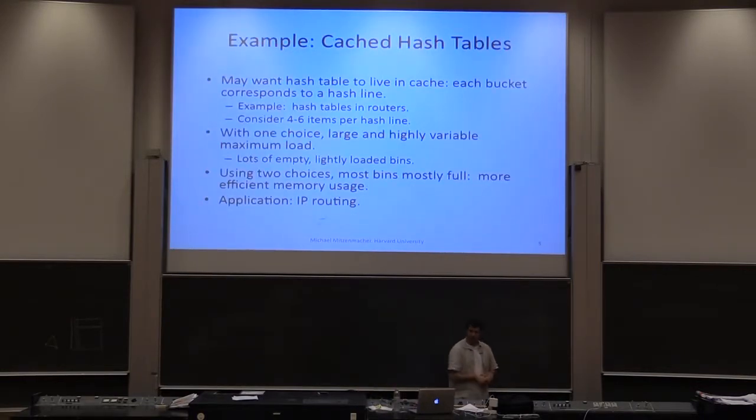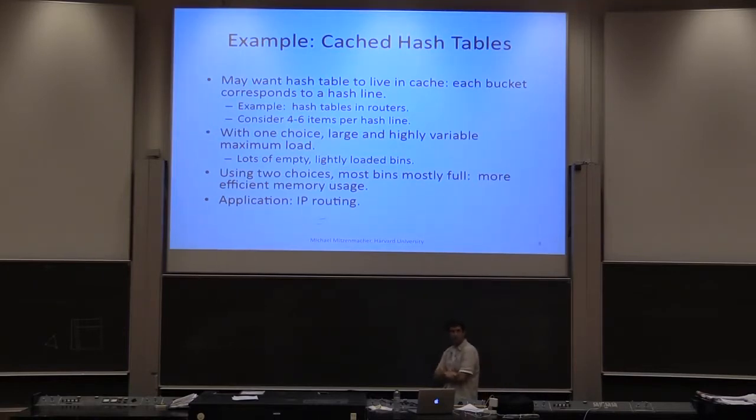All right, so this technique can be very useful when you want a highly packed hash table where you're really concerned about memory. In particular, you might want your buckets to correspond to a cache line, and you really don't want there to be overflow. You want the maximum load to be very small and tightly concentrated. This is exactly the sort of situation where using multiple choices can help you.